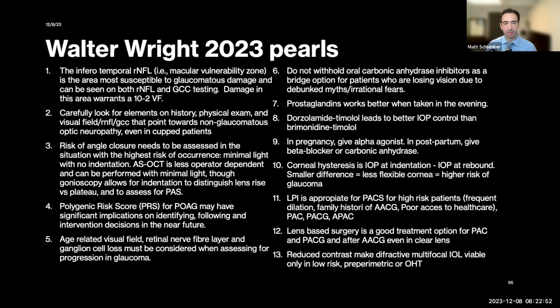Now, if you have Glaucoma Workplace, it's going to be built in. You'll see it automatically. If you don't, you're going to have to make sure that your machine is configured so that when you get your GPA progression analysis, GCC is included on it.